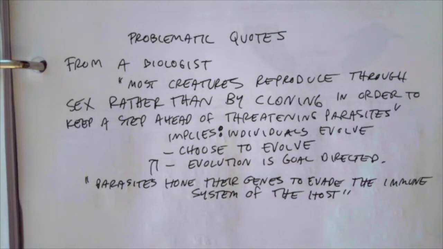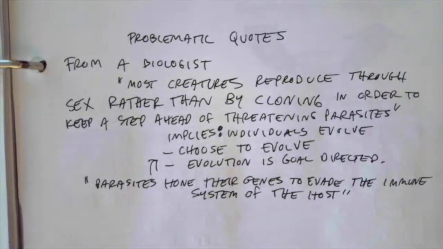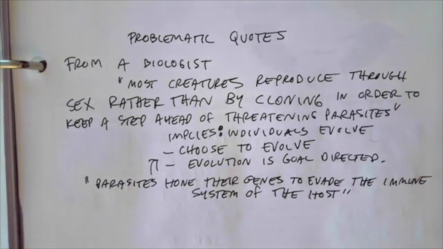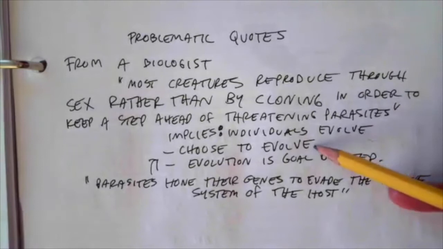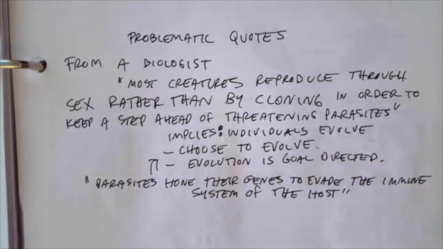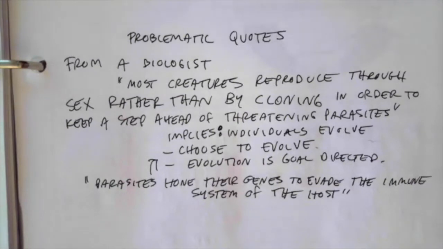One of the quotes was, most creatures reproduce through sex rather than by cloning in order to keep a step ahead of threatening parasites. This implies individuals evolve. It implies individuals are choosing to evolve. And it implies that evolution is goal-directed. All madness.